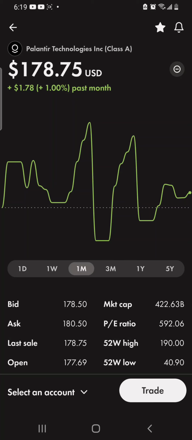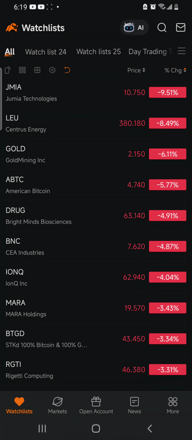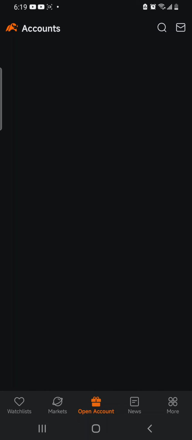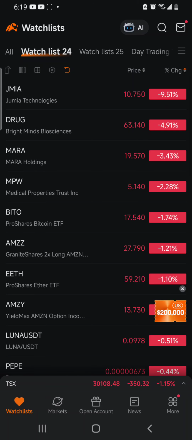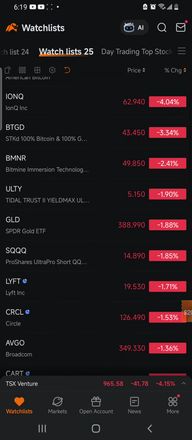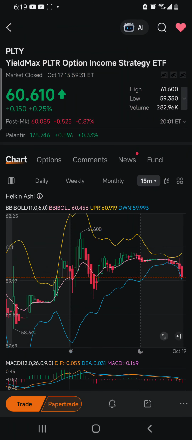And if you want to see a better view of the chart, you can use this app. It's called Moomoo or Trading View. I use Moomoo because I can see the chart much better. It's taking some time to open. Let me see if I find Palantir and show you. Palantir is in my watch list. Here it is, Palantir.